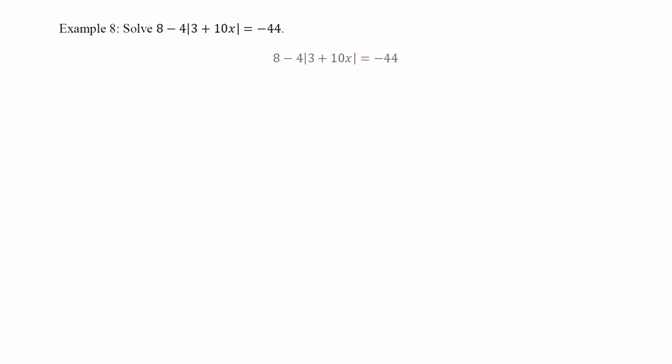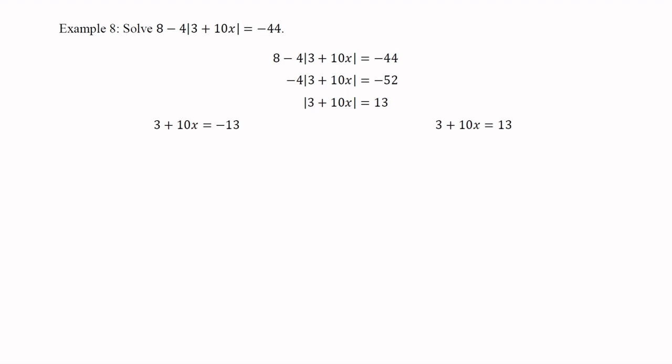For this example, first we're going to subtract 8 from each side, then we're going to divide by negative 4 so we can isolate our absolute value expression. Then we'll split it up into two parts, setting it equal to negative 13 and positive 13.